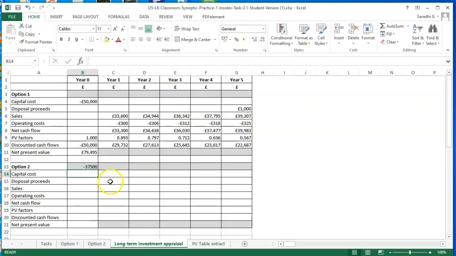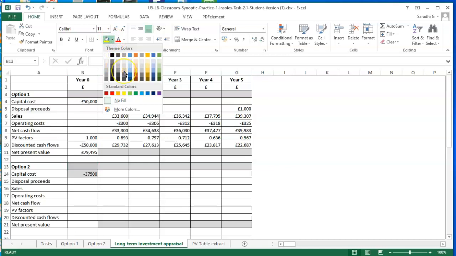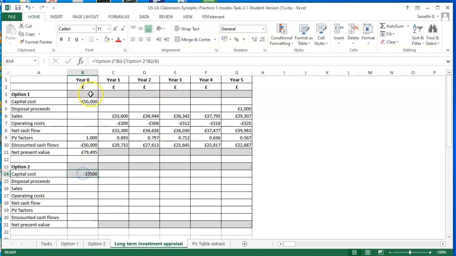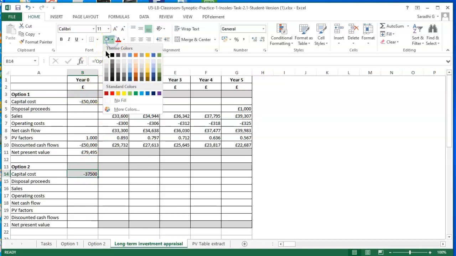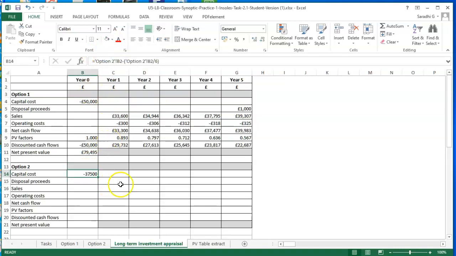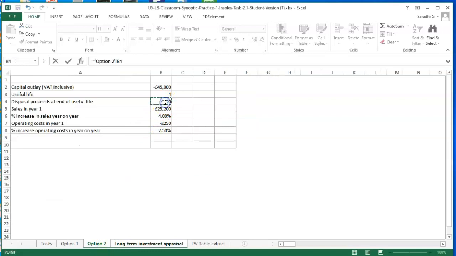And disposal proceeds is only up to year 4 life for this one. Sorry, this figure should be here. Disposal proceeds in the year 4 is 800.